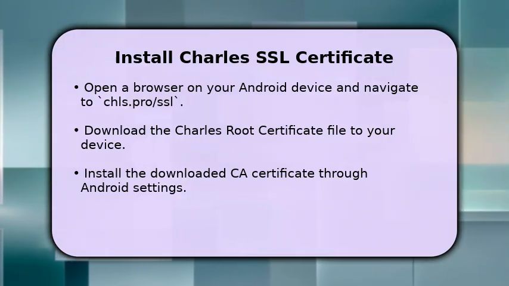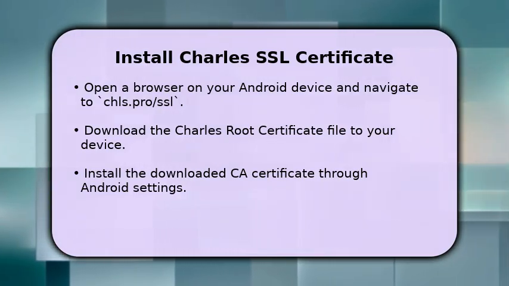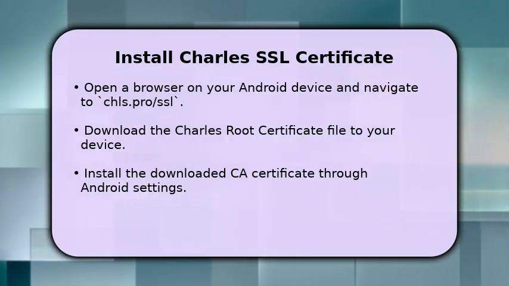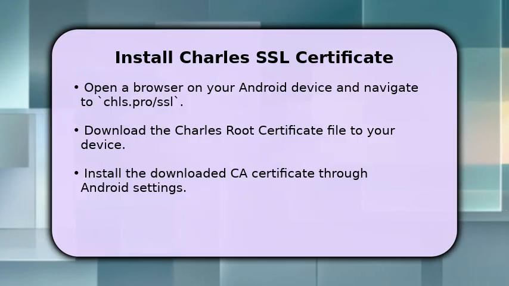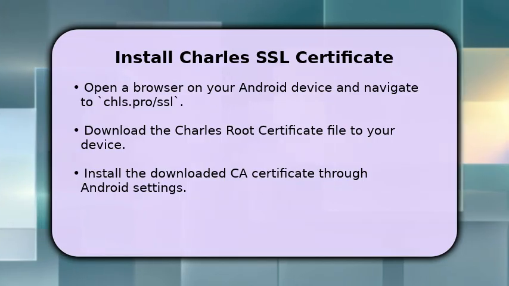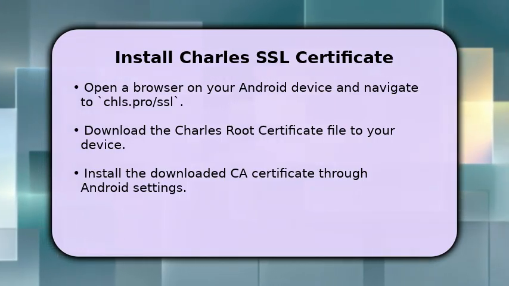The final step is installing the SSL certificate. On your Android device, open any web browser and go to chls.pro/ssl. This will prompt you to download the Charles root certificate. Once downloaded, navigate to your Android settings, search for CA certificate, and install the downloaded certificate. You might need to name it.